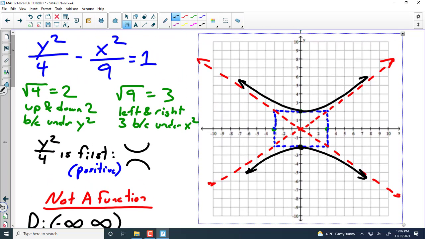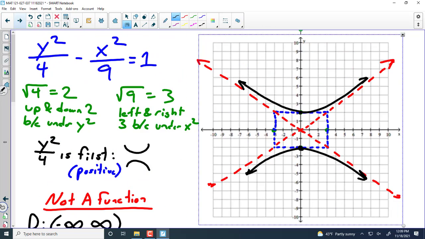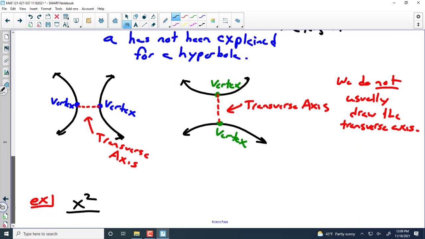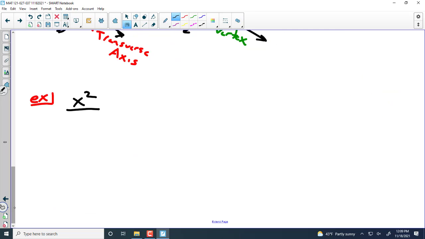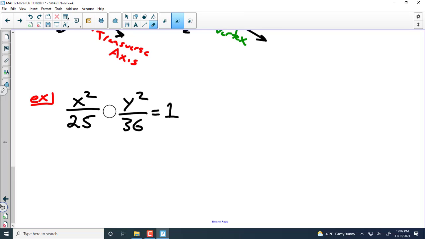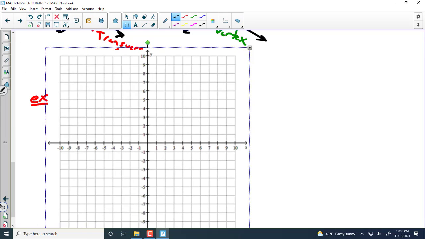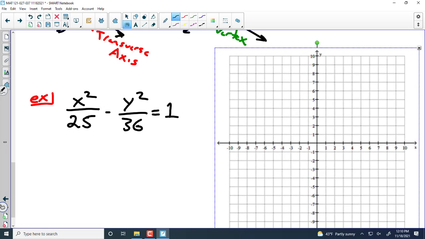One second. Which ones did I do? I did 4 and 9. I did 16 and 9. Let's do 25. And 64 would be a little big. Let's do 36. Oops, that's not a hyperbola. Why not? Oh yeah, I guess I need a minus sign in there. Okay, that's a hyperbola. Can we draw that one? Let's draw that one.